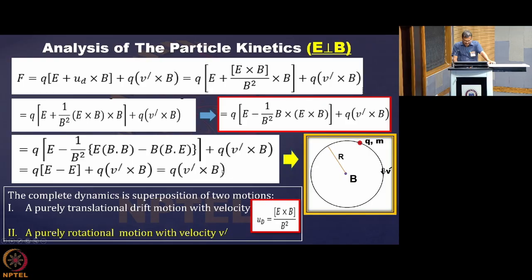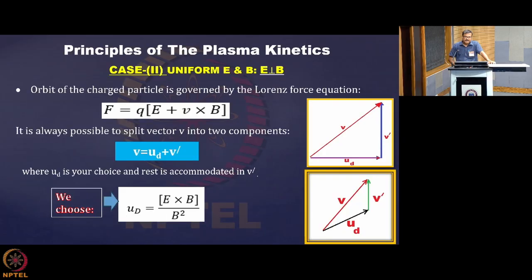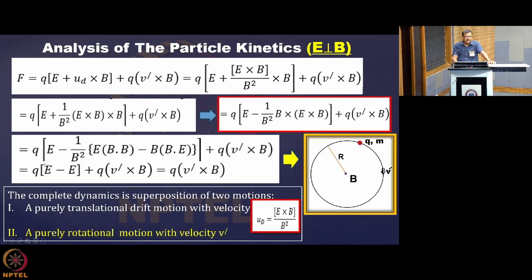Now you can understand what we have already warned you earlier, that whenever you get an equation of motion like F equal to Q V cross B, what you are going to get is simply a rotational motion with velocity V under the magnetic field B. So here, what you have finally arrived at is F equal to Q V' cross B. So it is a purely rotational motion of the charged particle of charge Q, mass M, with a velocity V' around the magnetic field B.